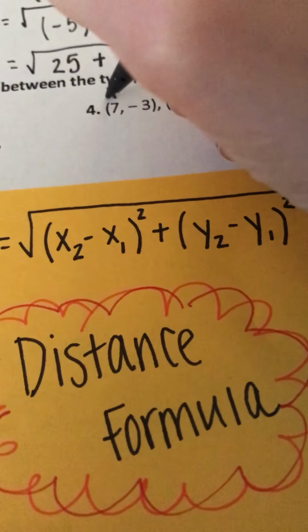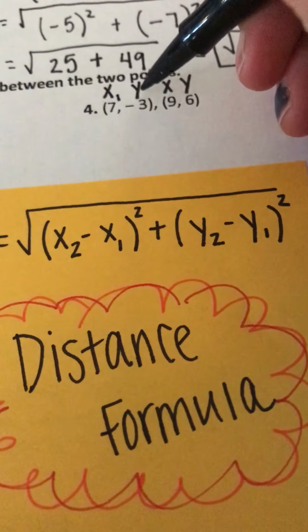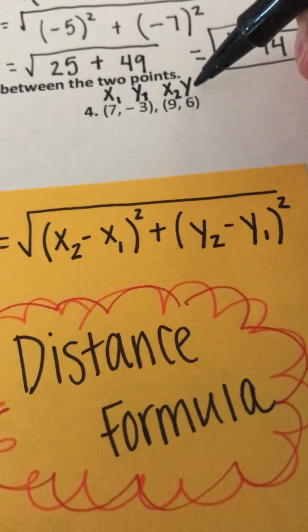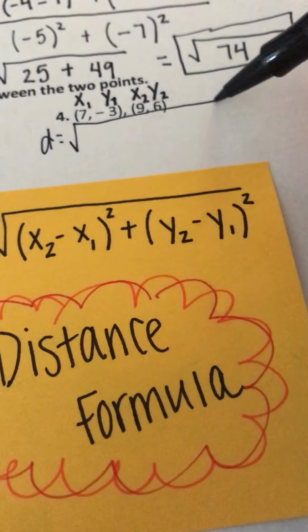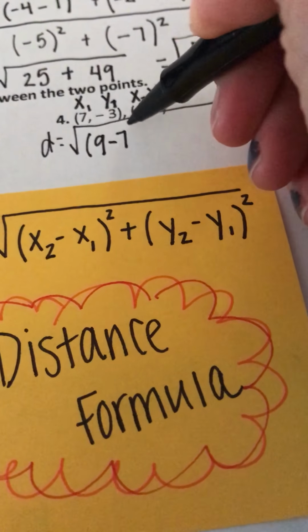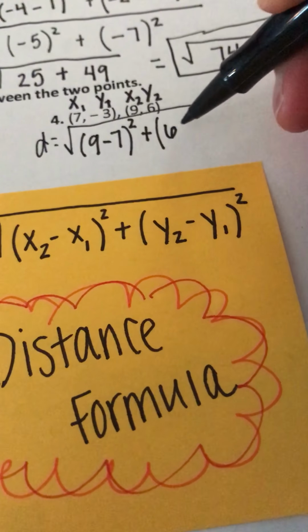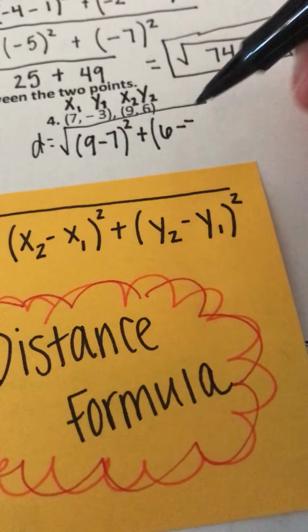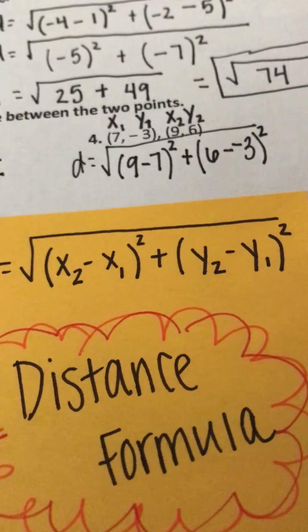Alrighty, let's see how number 4 is going. Again, I'm going to use that distance formula. This is my x, this is my y, this is my x, this is my y, this is my first one, this is my second, and this is my second one. Alright, so the distance is the square root of my second x minus my first squared plus my second y minus my first y, and we're going to square all of that.